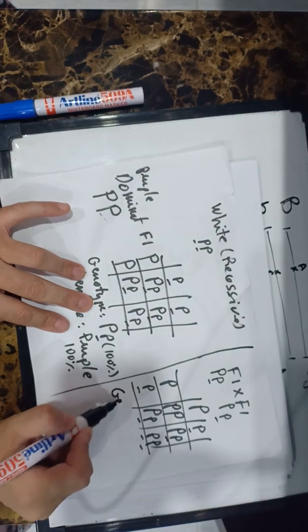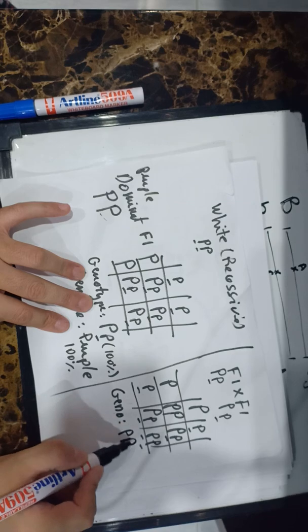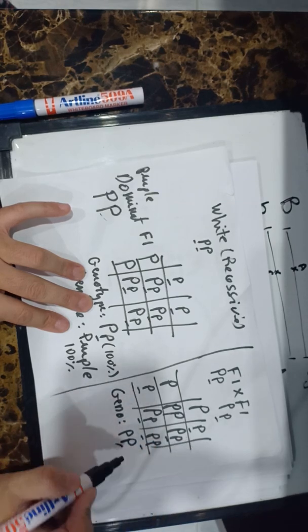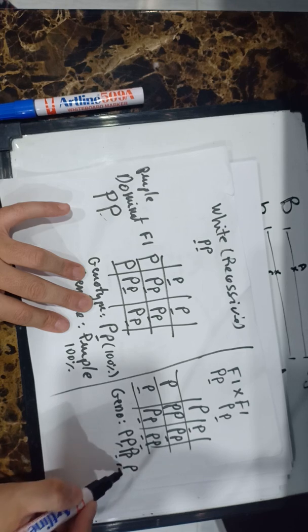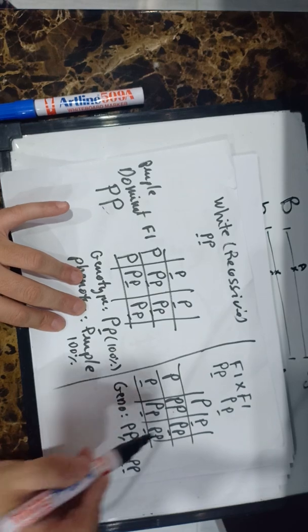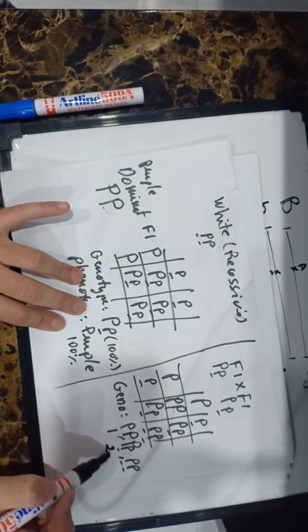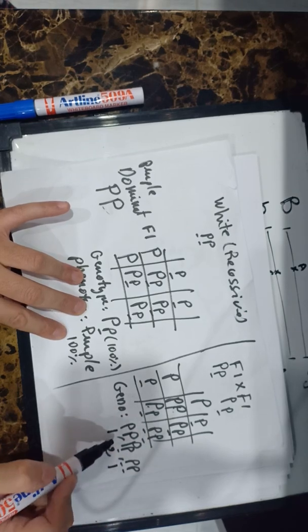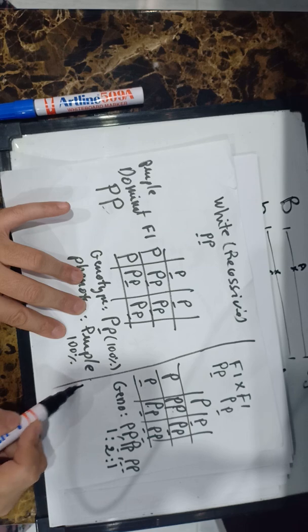If we write genotype, what do we have? You have capital P, capital P. We have capital P, small p. And we have small p, small p. What is the ratio? This one, 25% means 1. This one, 2. And this one, 1. Means 1, 2, 1. What about phenotype?